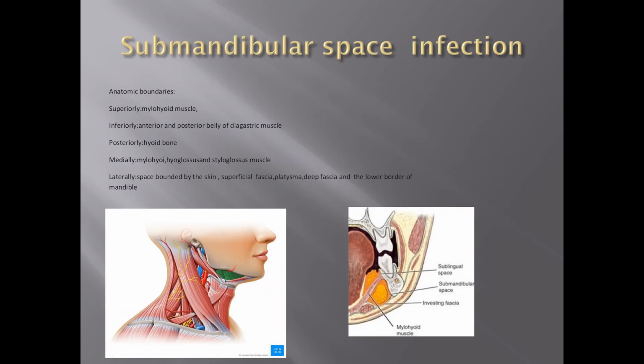Submandibular space infection. The submandibular space is bounded superiorly by mylohyoid muscle, inferiorly by anterior and posterior belly of digastric muscle, posteriorly by the hyoid bone, medially by mylohyoid, hyoglossus, styloglossus muscle, and laterally the space is bounded by skin, superficial fascia, platysma, deep fascia, and lower border of mandible.